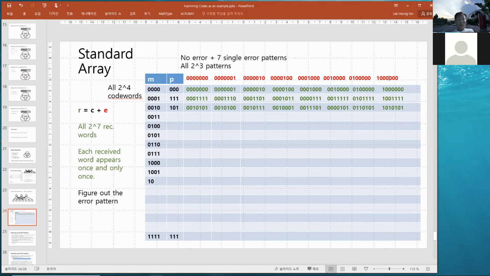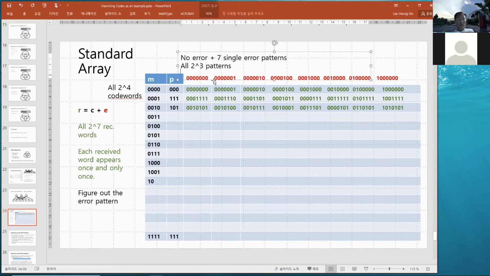And then along this axis, we have no error pattern. So 0, 0, 0, 0, 0, 0, 7 zeros, so no error. And then you have single error patterns, 7 of them. So you have 8 of these, and 2 to the power of 4 of these, 2 to the power of 3 of them. So these entries, there are 2 to the power of 7 words. So for each code word, you add these error patterns. So no error, single error patterns. You have a unique received word.